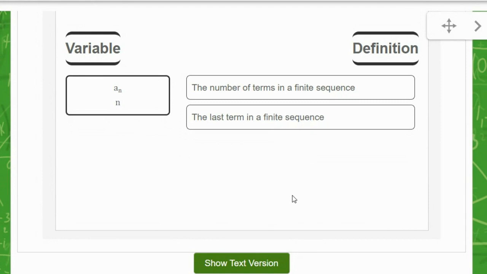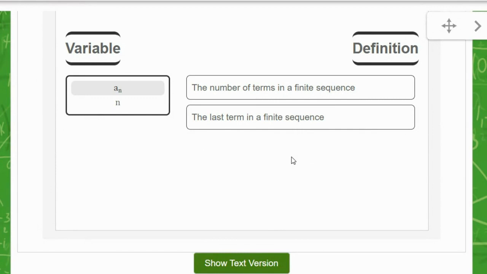Now we've got A sub n and n. And we have the number of terms or the last term. Let's see. So A sub n. Is that going to be A, the number of terms in a sequence, or B, the last term in a finite sequence? Notice if it's an infinite sequence, there's not going to be a last term, right? So that's why it says a finite sequence. And also, if it's an infinite sequence, there's not going to be a number of terms.